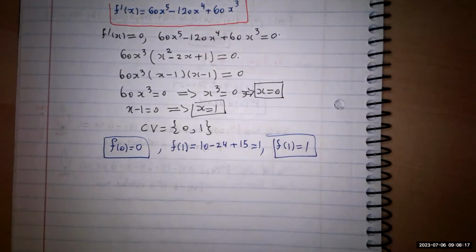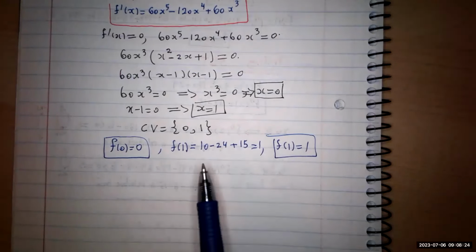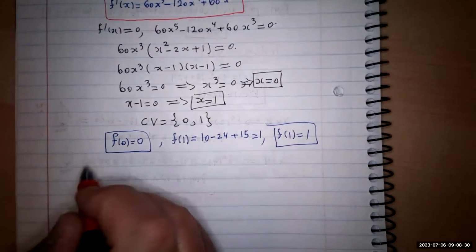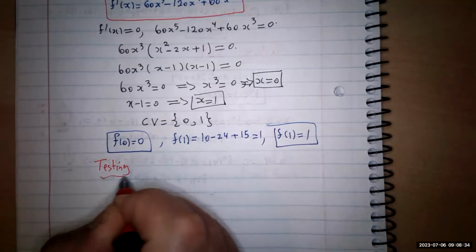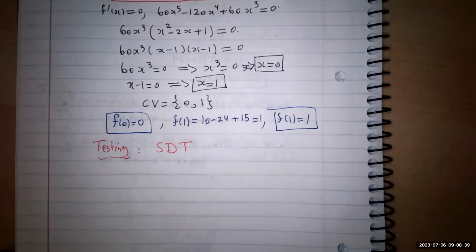You see, some people say, oh, I don't have to check it. I have two numbers, 0 and 1, so this must be the minimum and this must be the maximum. No, you have to test it, and you'll be surprised. There's a surprise here. Okay, testing. You've been asked for the second derivative test, so we have to follow the instruction.